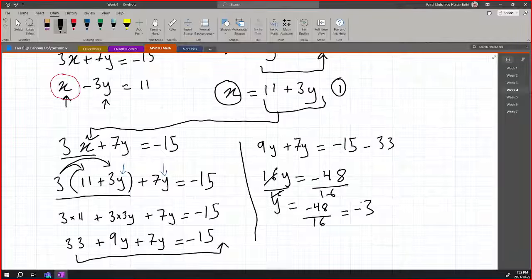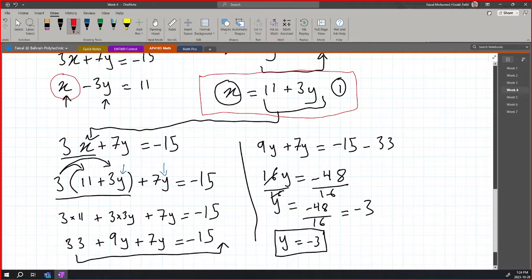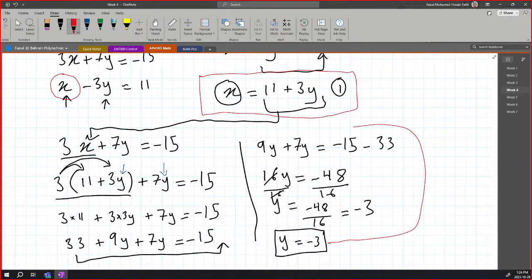Let me just double check with the calculator. Yeah, minus 3. So we found the y value, which is equal to minus 3. Now we need to find the x. Keep in mind we have to find both the x and y. So we can substitute back into the equation we got from before, the equation from the first step. We can substitute the y, minus 3, into the y here.